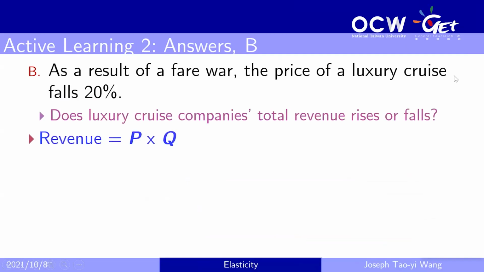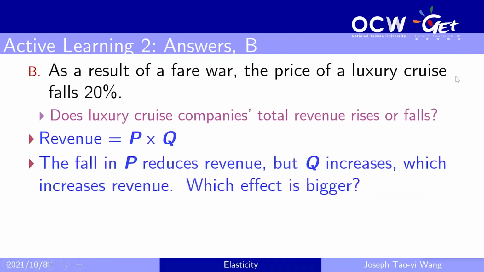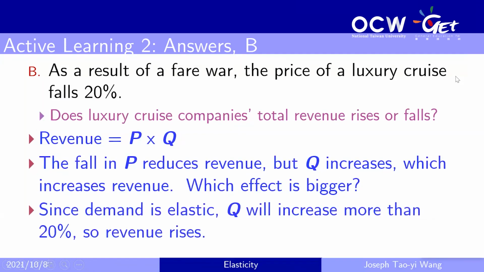So the key thing here is that because this cruise ride is a luxury, demand is elastic. So even though the price is going to drop, which will reduce revenue, your quantity demanded will go up, and it will go up more than the price drop. Because of that, the price effect is dominated by the increase in quantity, so revenue is actually going to go up. So you should know why a lot of these cruise companies constantly offer discounts, because when they offer discounts, the revenue could actually go up.